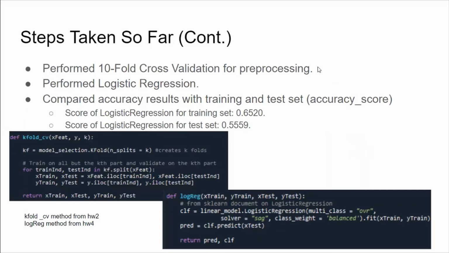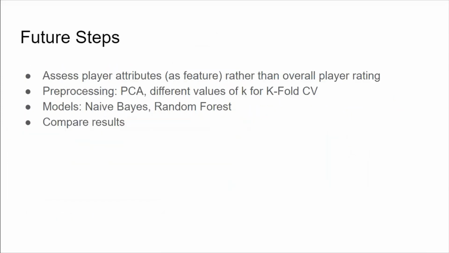We've also performed 10-fold cross-validation as a method of pre-processing, and also performed a logistic regression for our first model test. We compared the accuracy results with training and test set using an accuracy score function. The score of logistic regression for the training set was 0.65, while the score of logistic regression for the test set was 0.55. So for future steps, we will first try different features.